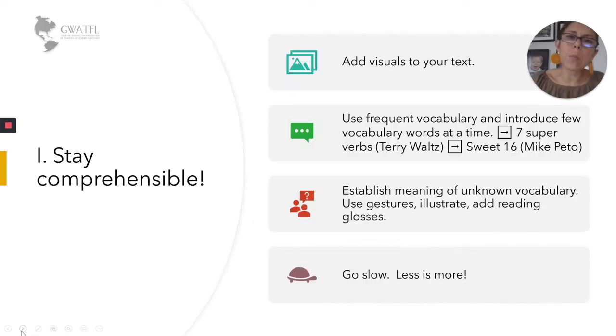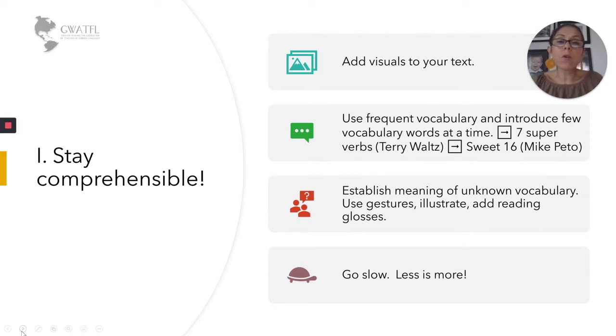So let's talk about staying comprehensible. So how can you stay comprehensible when you provide a written text? Adding visuals. That is super easy to do. If you add visuals, you have that image in their head and it helps make your text more comprehensible. The second one is really try to focus on frequent vocab. So when we are providing a text to our students, or when we are providing oral input to our students, let's focus on that frequent vocab that is going to help them to gain proficiency and fluency, but also it keeps us kind of sheltered.